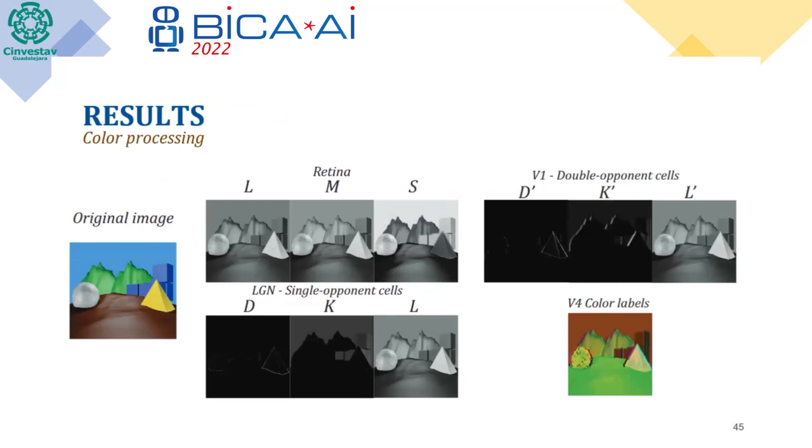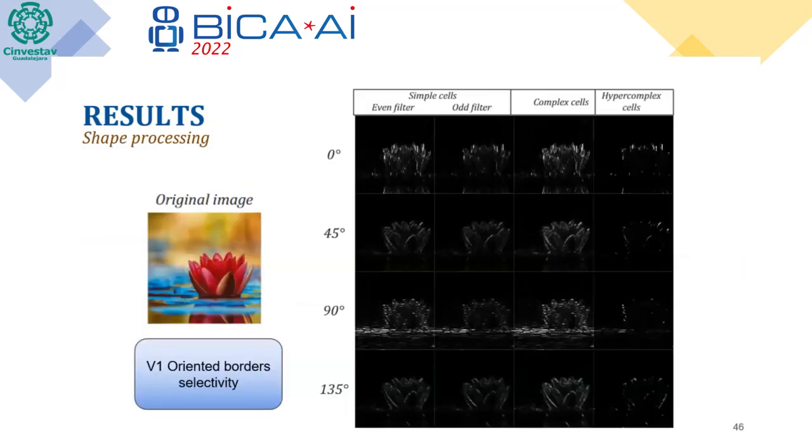And we can see the results. We see the transformation of the color processing. And now, speaking of the shape processing, we see how the orientation maps are generated. We see the simple, complex, and hypercomplex cells.